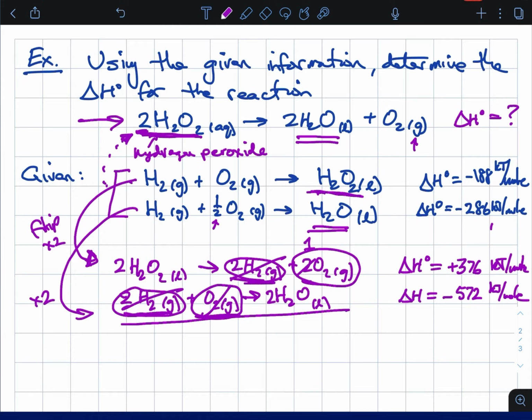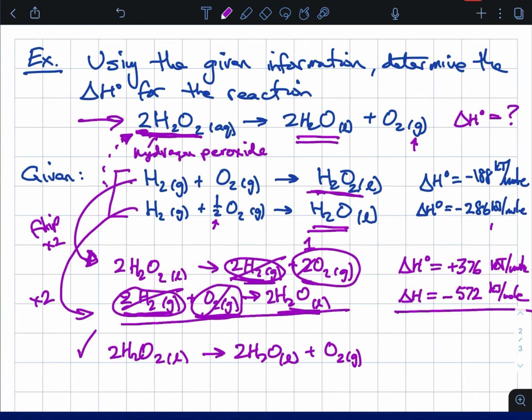Nothing else cancels out, so I've got 2 H2O2 yields 2 waters from here, and then I've got 1 oxygen remaining that I didn't cancel out, and that matches the reaction equation we were asked to generate. Okay, so that checks out, yay. So now we can just add the delta H's together.